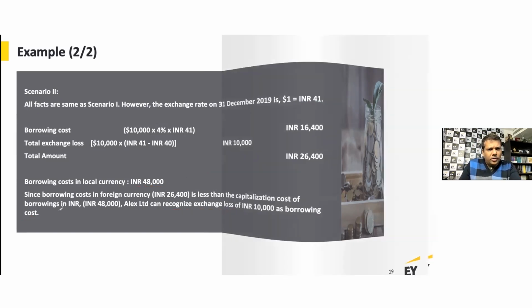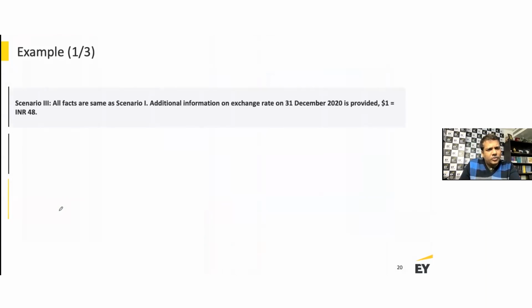Awesome. So I'm going to follow it through with another scenario. Let's look at this scenario. We're now going to make it a little bit more complex. So now all facts are the same as in scenario one. Scenario one, remember, right? So we borrowed $10,000 at the rate of 40, and paying interest at the rate of 4%. Now, additional information on exchange rate on 31st December 2020 is provided as $1 equals INR 48. So we had first 50, then we moved to 41, and now we are back to 48. Again, a very steep, in a way, depreciation of the Indian rupee in this example.